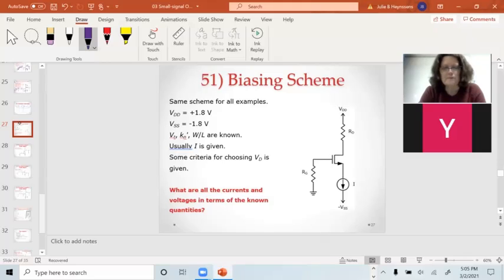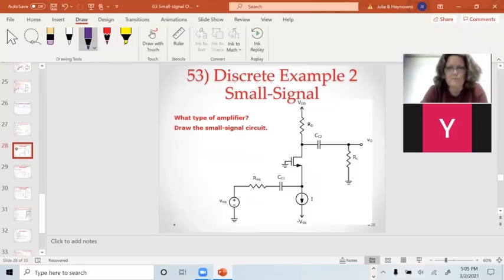This is a common source amplifier, and we've been through this. I don't want to do this again. We're running out of time. I want to do more of these circuits.